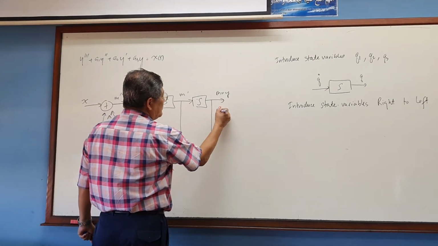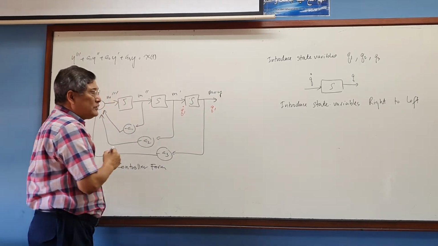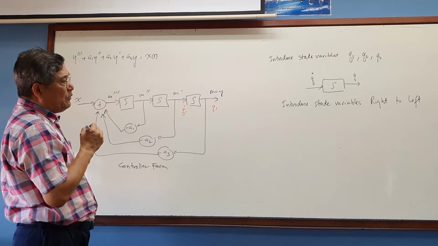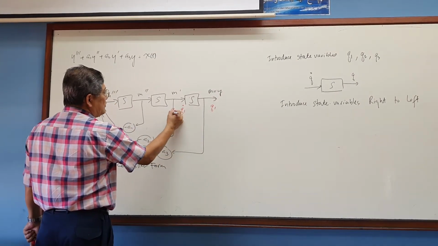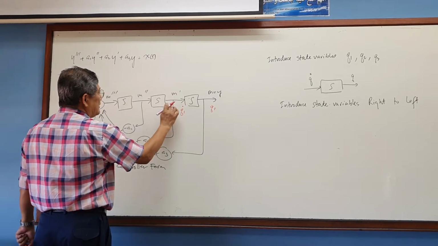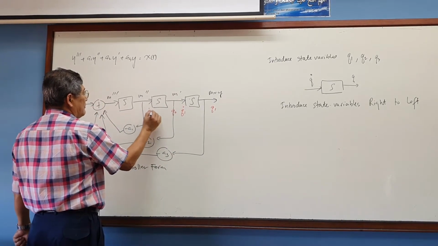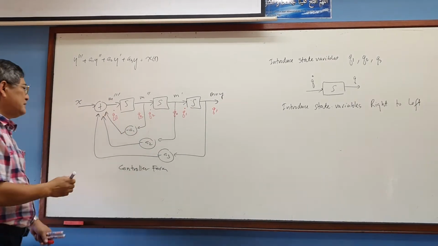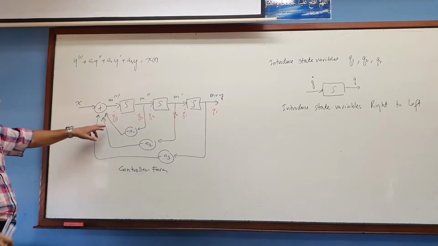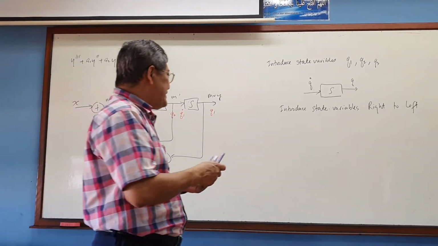This one will be the Q1 dot. So the input will be the Q dot, the output will be Q. Q1 dot. So this one will be the Q2 dot, and Q3 dot. Based on this, these are the state variables that we introduced. Then we come up with the equations.